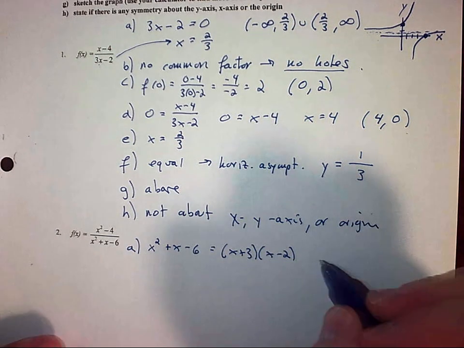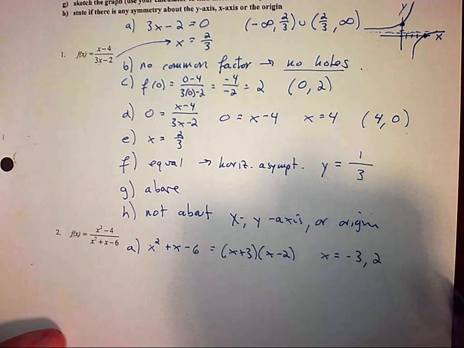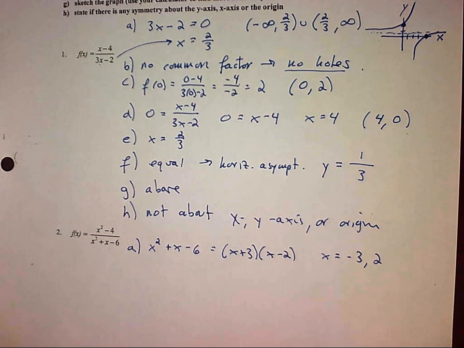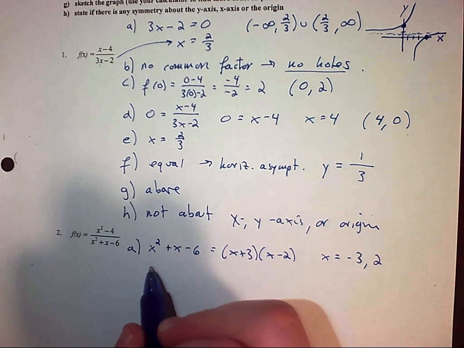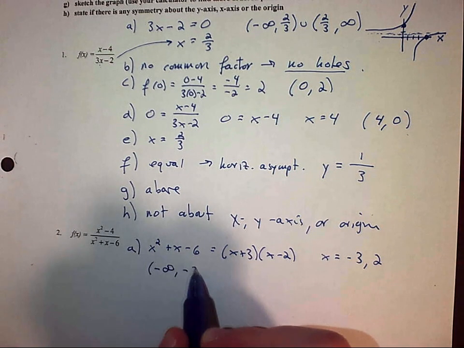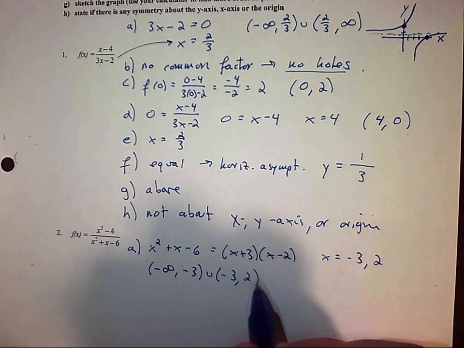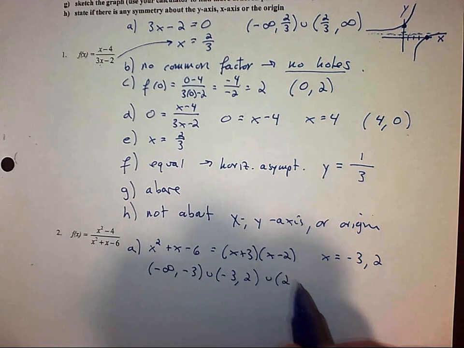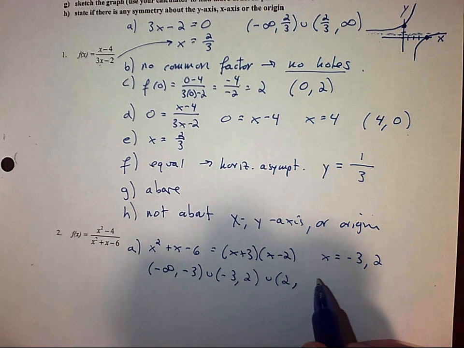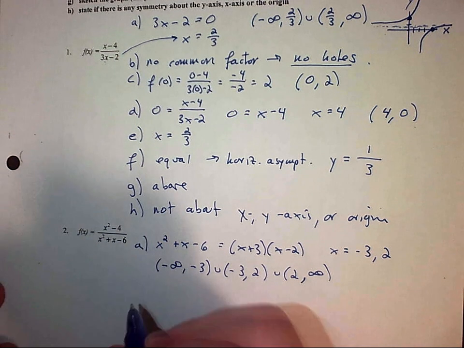So therefore, when x is equal to negative 3 and x is equal to positive 2, that's where our denominator is equal to 0. So our domain is going to go from negative infinity all the way up to negative 3. We're going to jump negative 3 and go up to positive 2. Then we're going to jump positive 2, and go on to positive infinity. So here's our domain in interval notation.